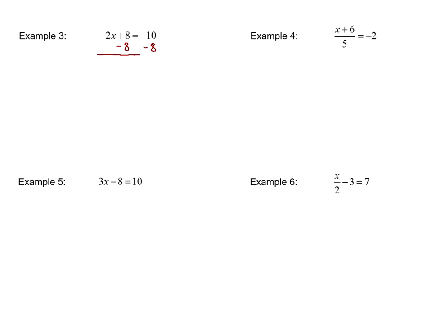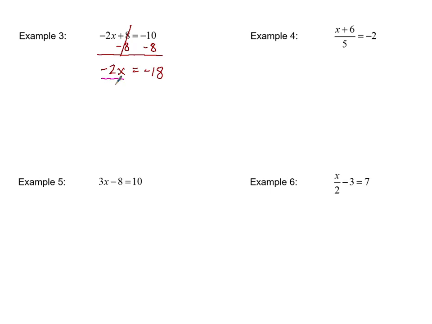I'm going to draw a long line to separate my steps, and again, positive 8 minus 8 cancels away to nothing. This time -2x is left, my equal sign, and then some math. -10 take away 8 is -18. I'm not finished. I still have a number that's multiplied to x, and since I have a number that's multiplied, I need to divide by that number.